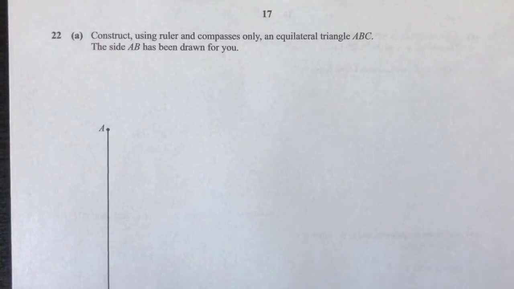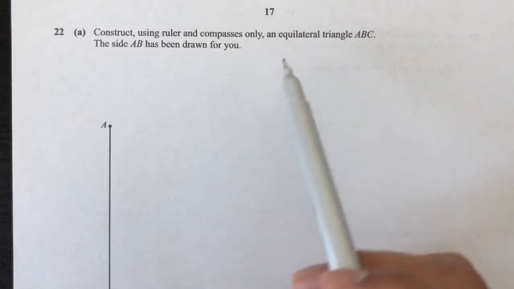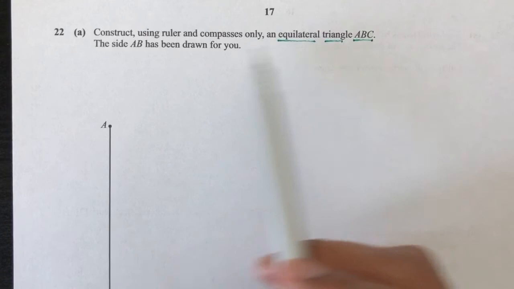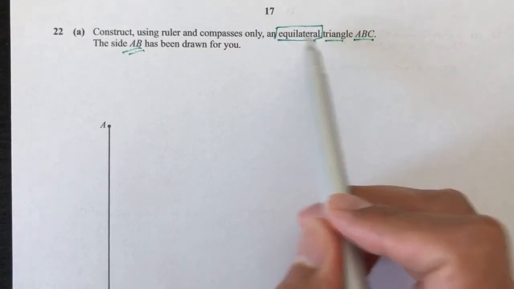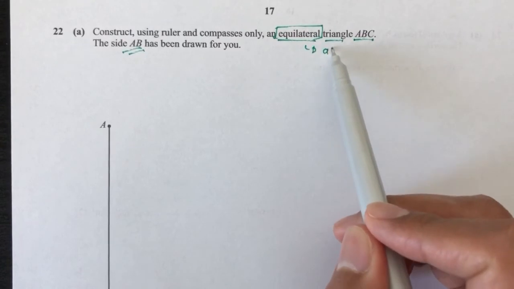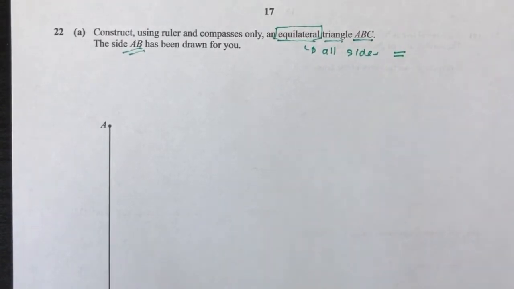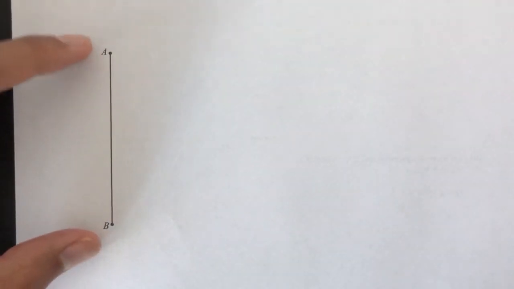Moving on to question number 22. Construct, using a ruler and a compass only, an equilateral triangle ABC. The side AB has been drawn for you. So what does this mean? It means that all the sides are equal to each other. So let's do that. So let's first measure how long is AB. We have to use our compass for that.